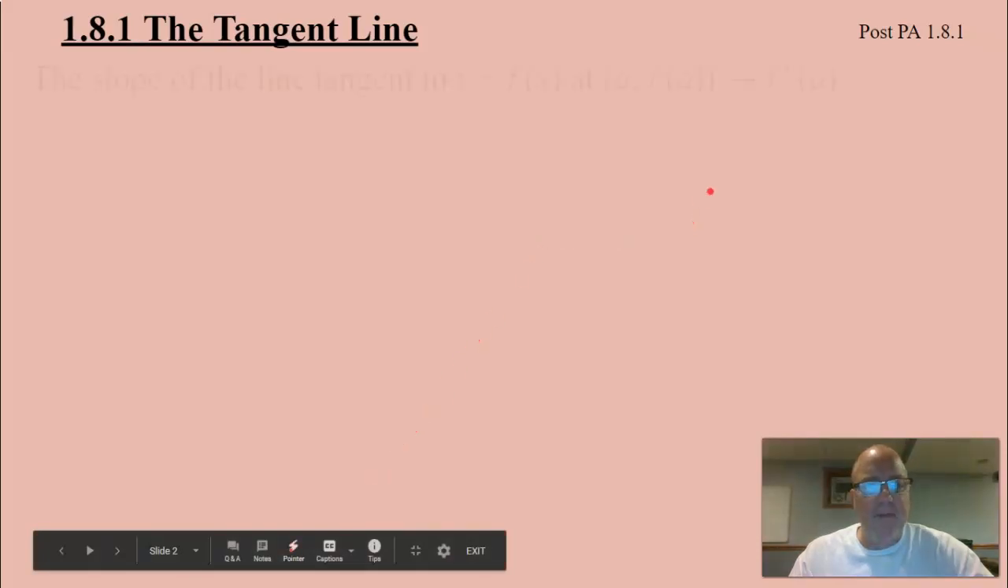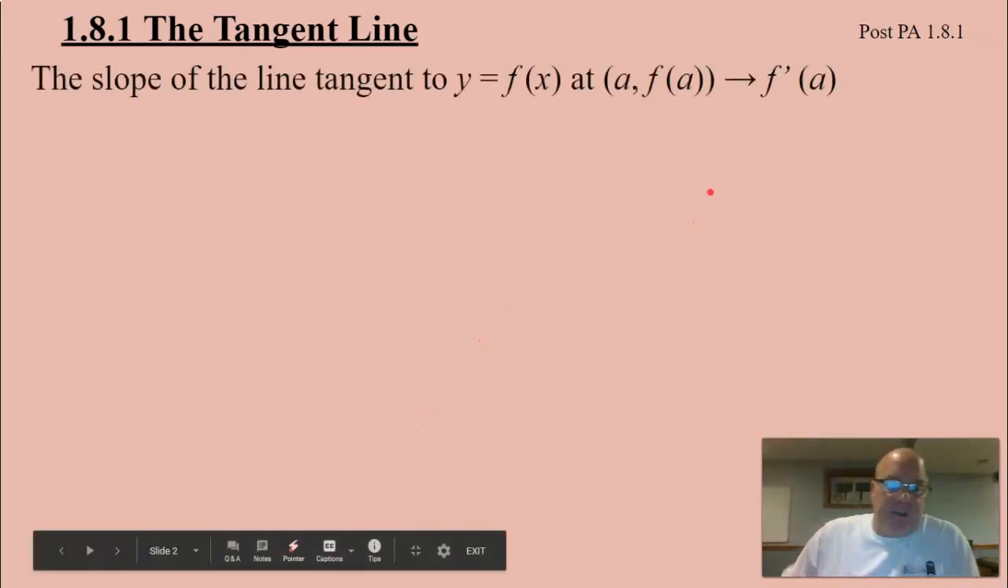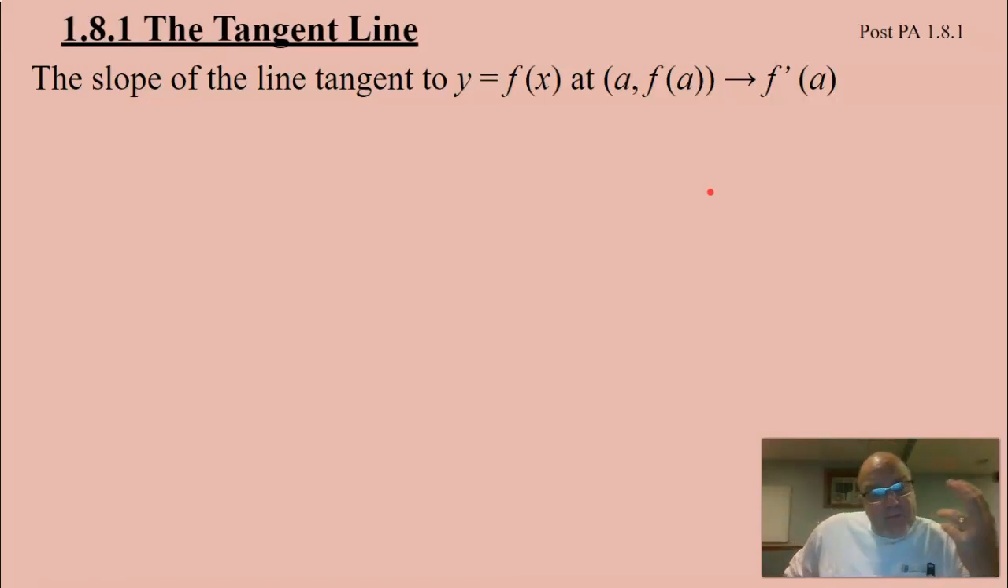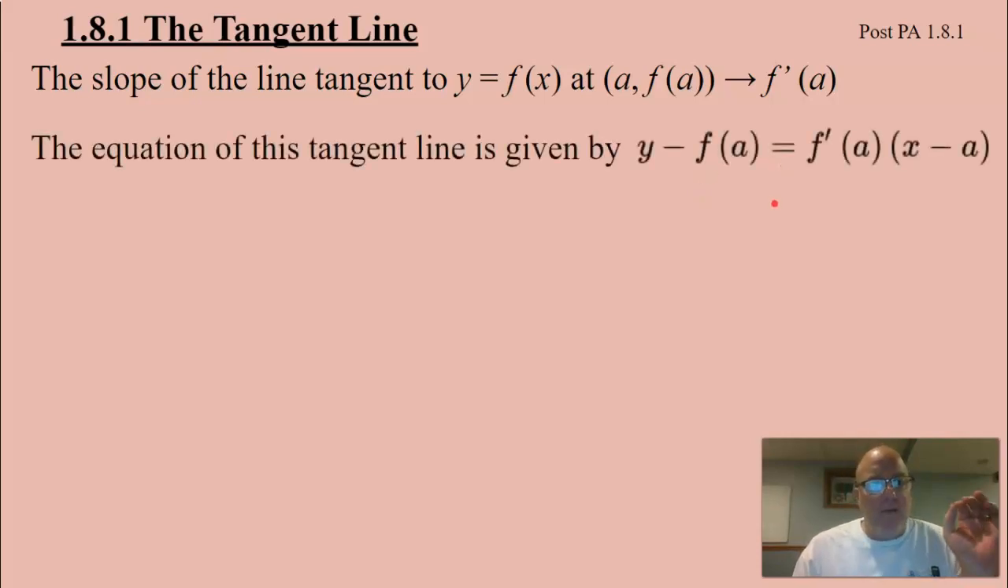All right, so let's talk about the tangent line approximation. What we know, where we've been so far, is that the slope of the line tangent to a function at a comma f of a is going to be denoted as f prime of a. Now, the equation of this tangent line, the linear function of this tangent line, would be y minus f of a equals f prime of a times x minus a.